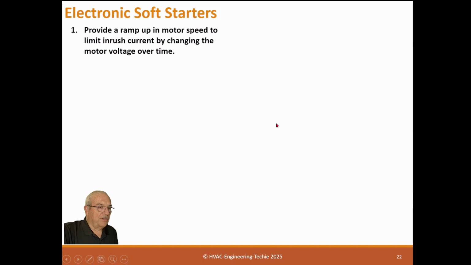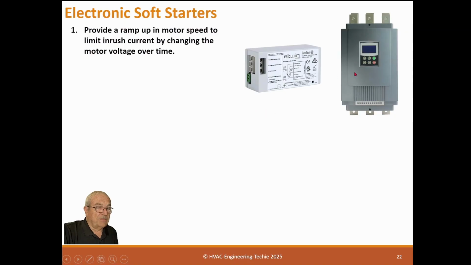Electronic soft starter is a good option because it reduces the inrush current much better. It's not staged. These come in real small sizes, up to 5 horsepower or so, and then as big as you want. They go up to 100 horsepower or a bit beyond. They provide a ramp up in motor speed to limit inrush current by changing the motor voltage over time. And normally, the ramp is adjustable over time.